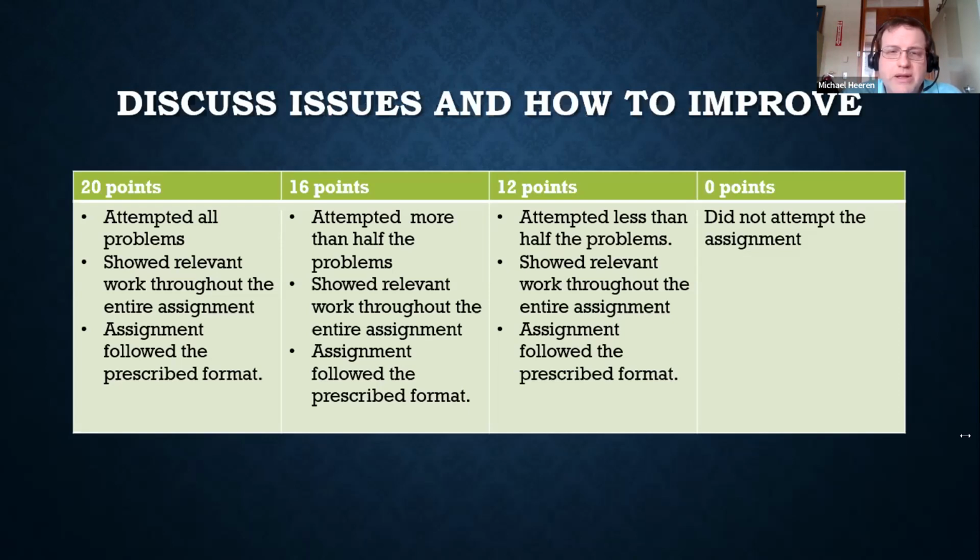And I'm just thinking about a comment made earlier. Would it be okay to drop the "assignment followed the prescribed format" off of the 16 and the 12? Do you think that would be easier for students to then gain some of that middle ground between the 20 and the 0? Let alone between the 12 and the 0, which is a pretty big gap, as was pointed out earlier. Do we think that that would be a helpful thing to do?